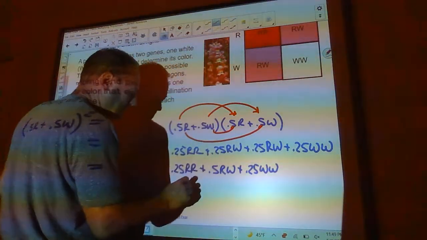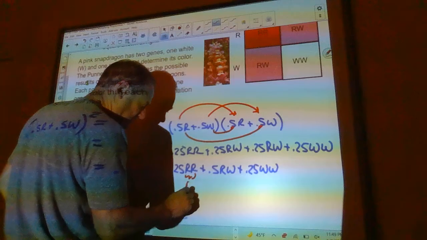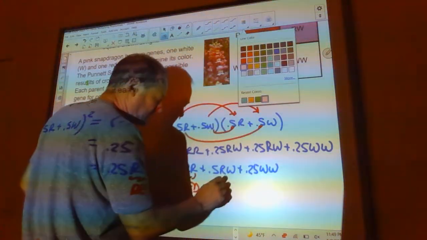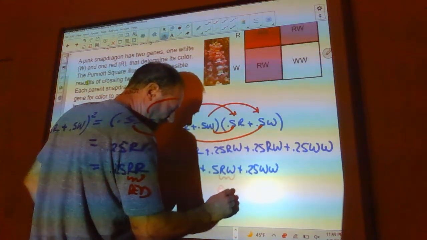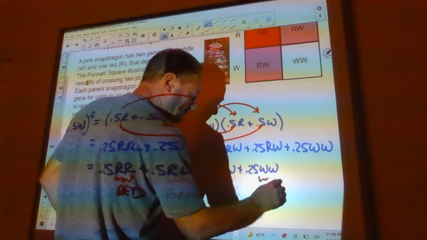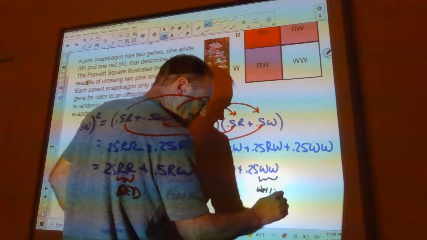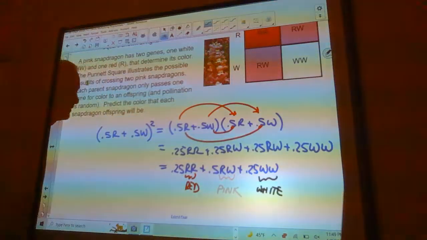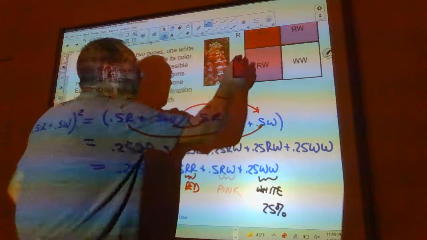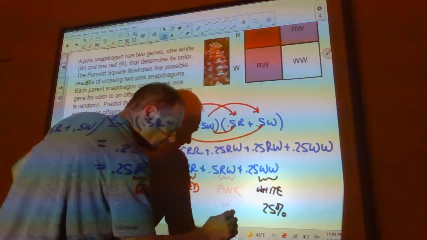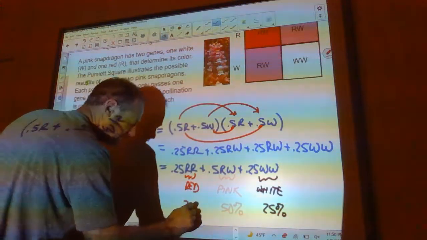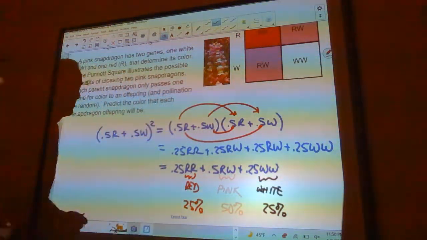I should probably label this. This is going to give you red. This is going to give you pink. And since white doesn't show up on a white board, we're going to use black to represent white. Okay, so this is 25%. This is 50%. And this is 25%. Okay.